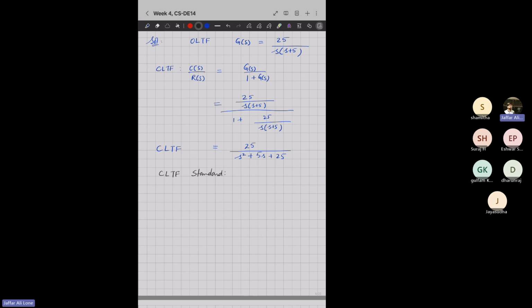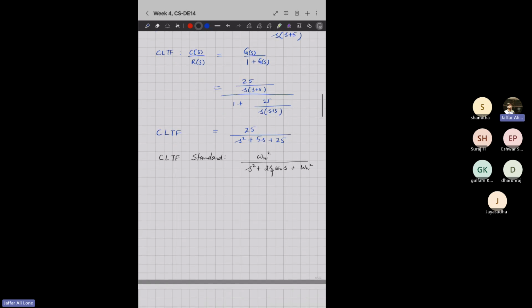So you will do similar things. That is given by omega n square divided by s square plus 2 zeta omega n into s plus omega n square. Now we will just compare. All the questions that you have in your assignment, you will follow the same approach. Find whether OLTF is given or CLTF is given. If OLTF is given, make it CLTF. If CLTF is given, then no need, directly compare, right?